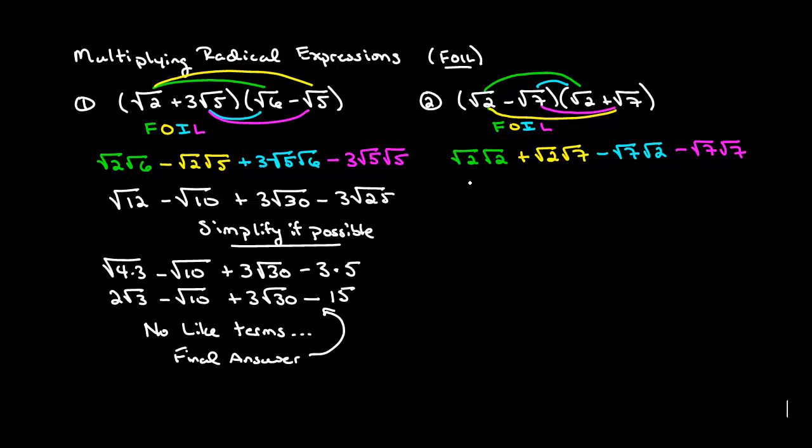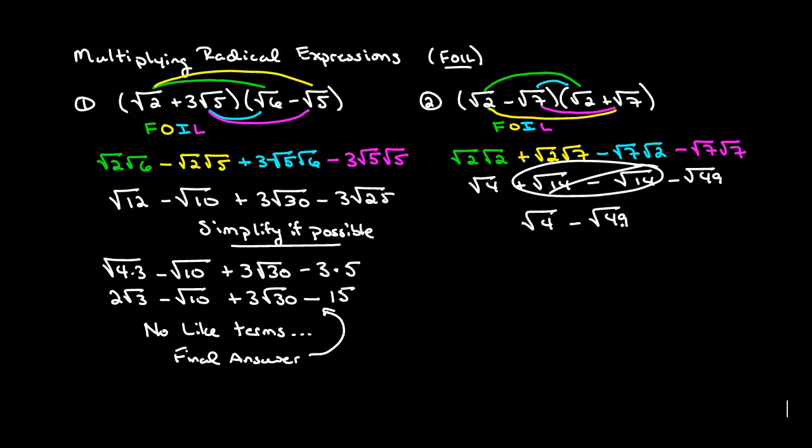Now what you're going to notice here is when we combine these, I'm going to do it out the long way, I'm going to get a positive square root of 14 and a negative square root of 14 in the middle there, and those guys are going to cancel each other out. So these two guys right here, they're gone. So all I'm left with is the square root of 4 minus the square root of 49. And those are nice to work out. So square root of 4 is 2, square root of 49 is 7, and 2 minus 7 gives us a negative 5.